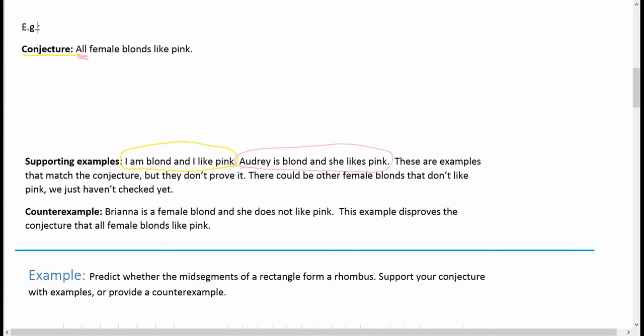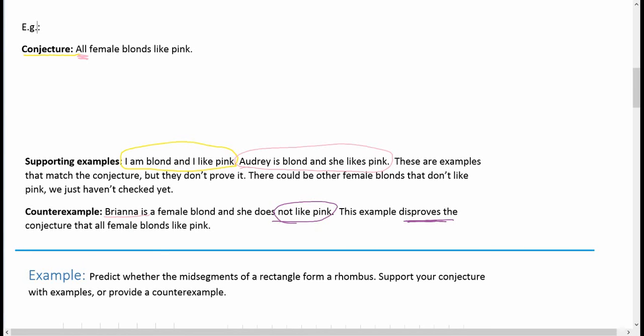To disprove it, we just need one example. So I asked my friend Brianna. Brianna is a female blonde, and she does not like pink. So in this example, Brianna doesn't like pink. This disproves the conjecture. So Brianna is a counterexample. Brianna disproved it: all female blondes like pink.